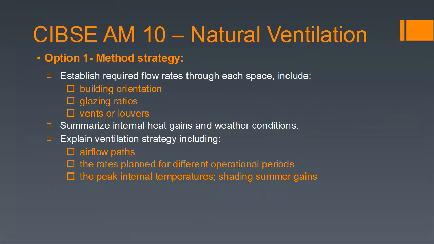CIBSE AM10 natural ventilation, Option 1, method strategy, includes establishing required flow rates through each space with building orientation, glazing ratios, vents or louvers. Then you need to summarize internal heat gains and weather conditions, and then explain your ventilation strategy, including airflow paths, the rates planned for different operational periods, the peak internal temperatures, and shading summer gains.